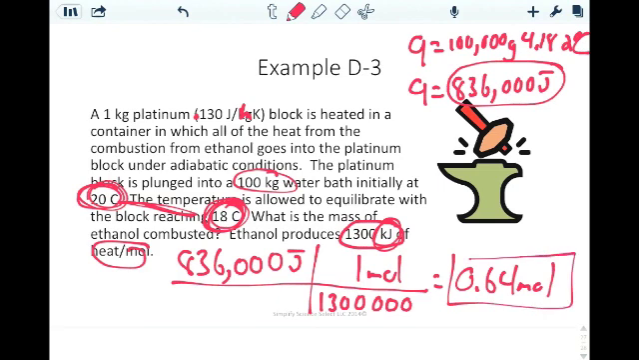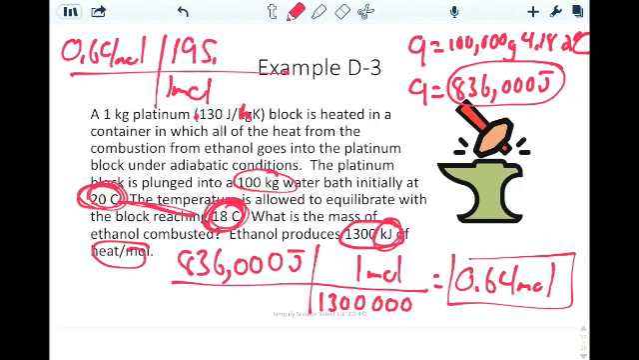And so to go from moles into grams, all we do is 0.64 moles times, 1 mole of ethanol is about 195.1 grams. Multiply that out and we should get 124.9 grams of our ethanol.